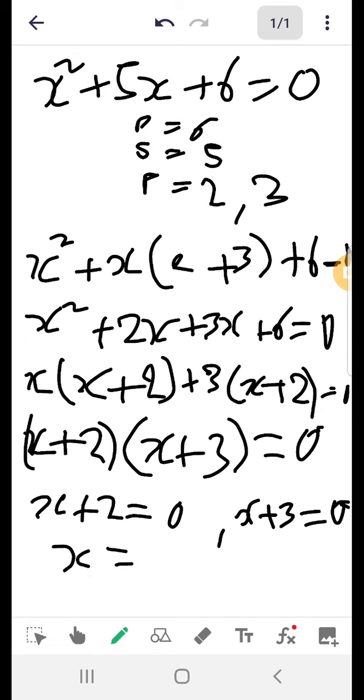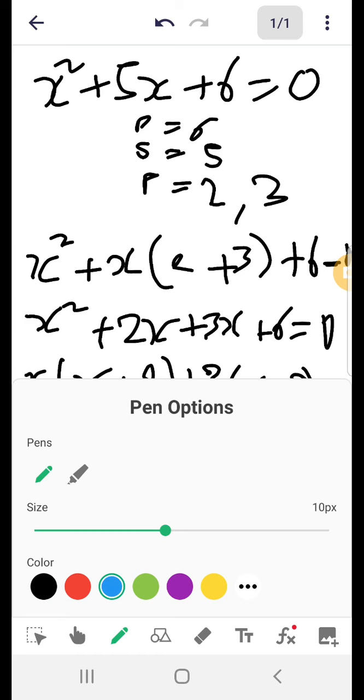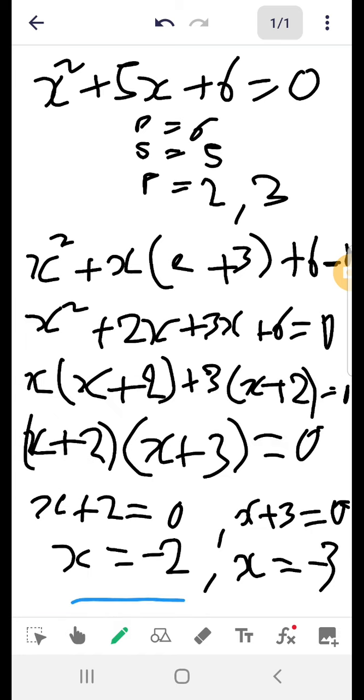Solving this one, x equals... the number is going to cross and go to the other side. You group like terms together. So 2 is going to cross the equal sign and become negative 2. So the answer for the first x is x equals negative 2. The other one, the 3 is also going to cross to the other side of the equal sign, so you're going to have x equal to negative 3. Basically, those are the solutions: x equals negative 2 and x equals negative 3.